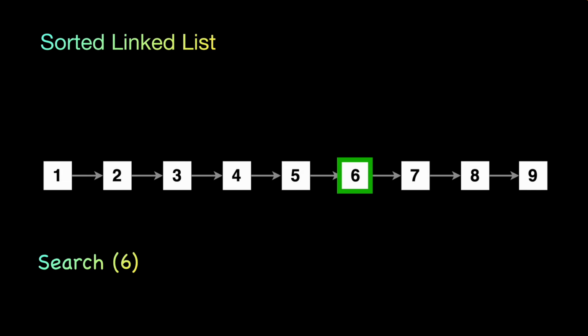Now, what is the time complexity of this operation? Say if you had to search for 9, you had to traverse all the 9 nodes, right? So the time complexity is O of n. O of n is the time complexity for searching, access, insertion or deletion in a normal linked list, and in a sorted linked list also. Can we improve this? Can we do a search or insert or delete in a linked list with less than O of n time complexity?